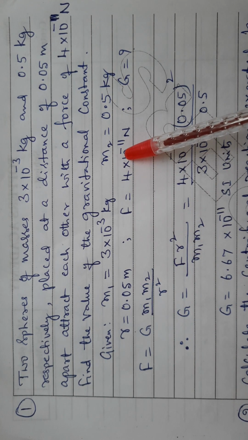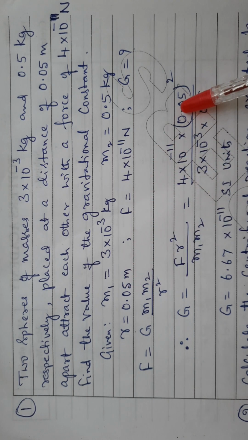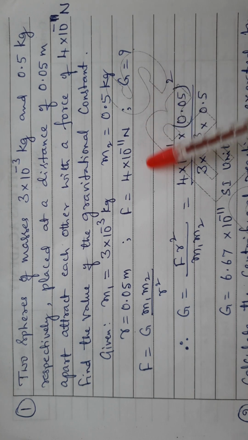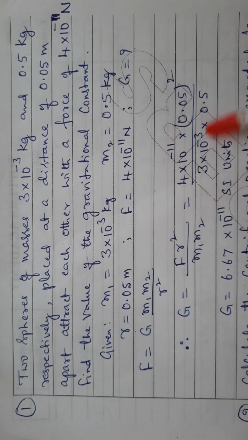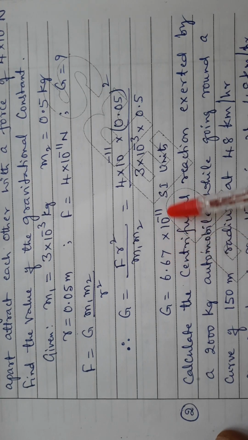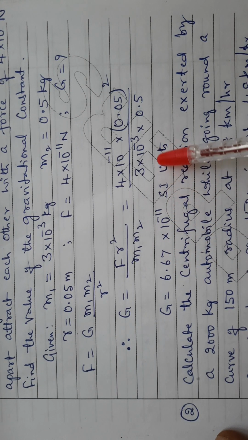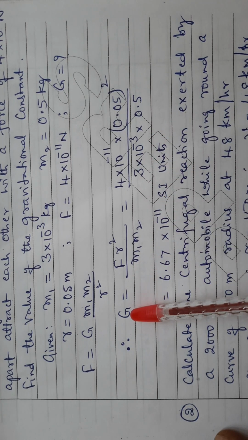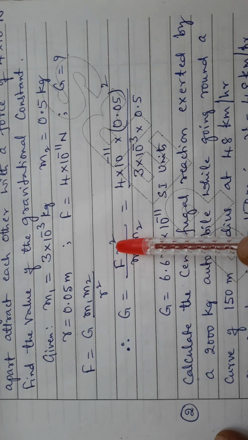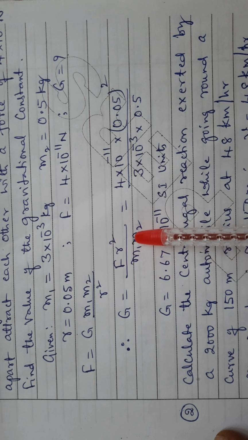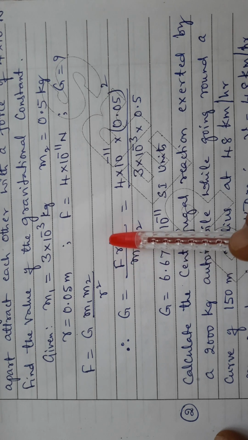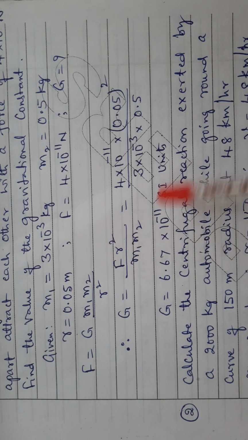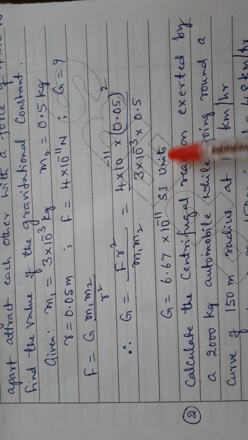So substitute all these values. F, the force value, distance between the two bodies, mass of one body, mass of the other body. So do this calculation properly using your calculator. So you are going to get this as the answer. Okay, the unit you are supposed to write. So just you can write here gravitational constant. Gravitational constant actual unit is Newton meter square per kg into kg, that is kg square. So Newton meter square per kg square. If you don't know, just you can write SI units.